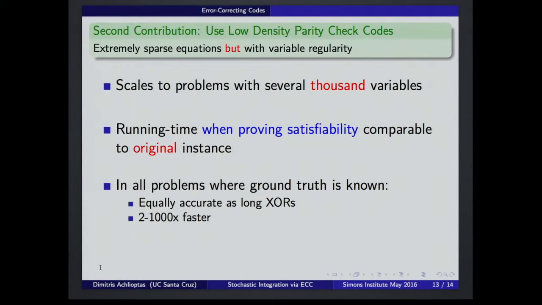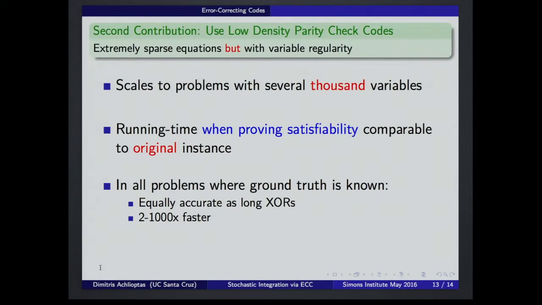Now, the unsatisfiability side is much, much harder, partly because proving unsatisfiability is generically hard. But one thing that we can say is that in all problems where ground truth is known, we get exactly the same accuracy as by using long parity constraints, and the method can be quite a lot faster.